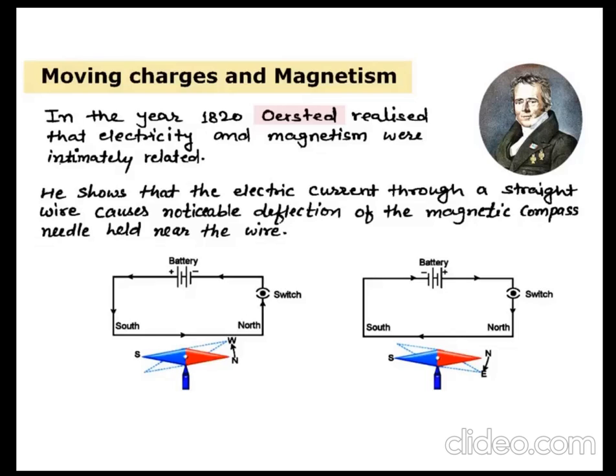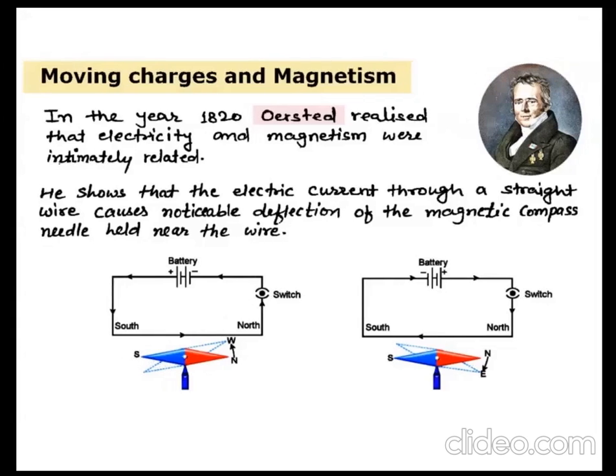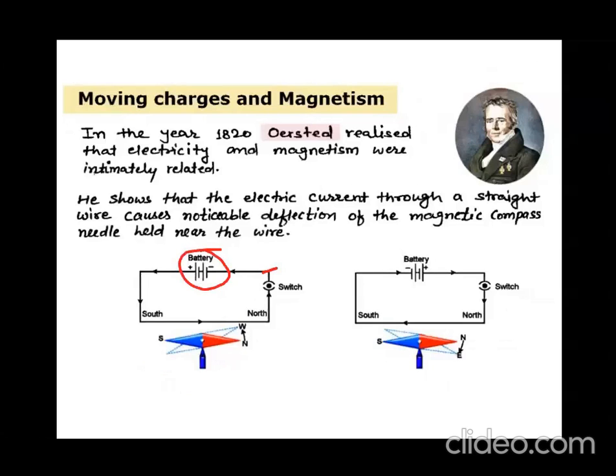Let's see what experiment he performed. He had an experimental setup which consisted of a battery, a switch, and a magnetic needle pivoted on a stand. Now, the direction of current is along the south-north direction, as you can see, because we know that the magnetic needle gets aligned towards the north-south direction, right?